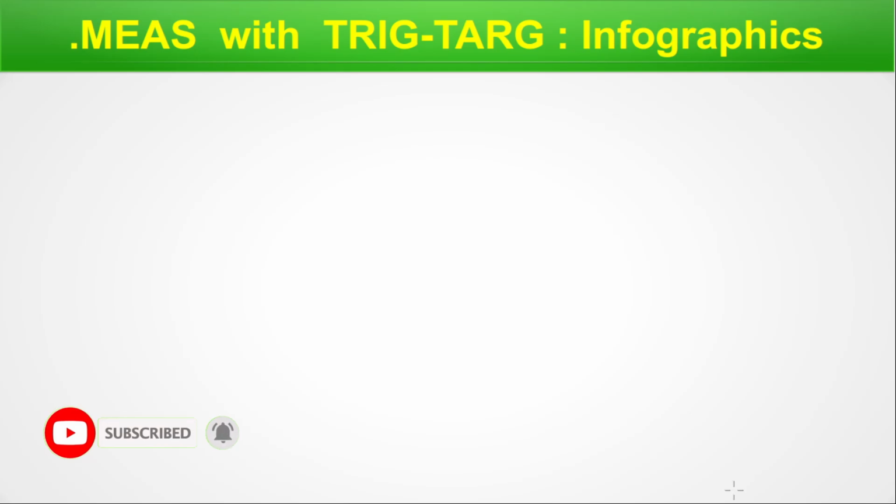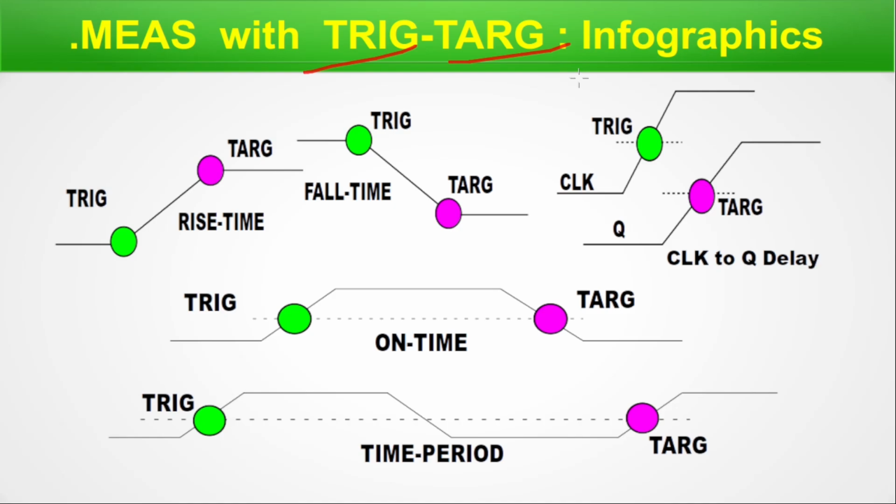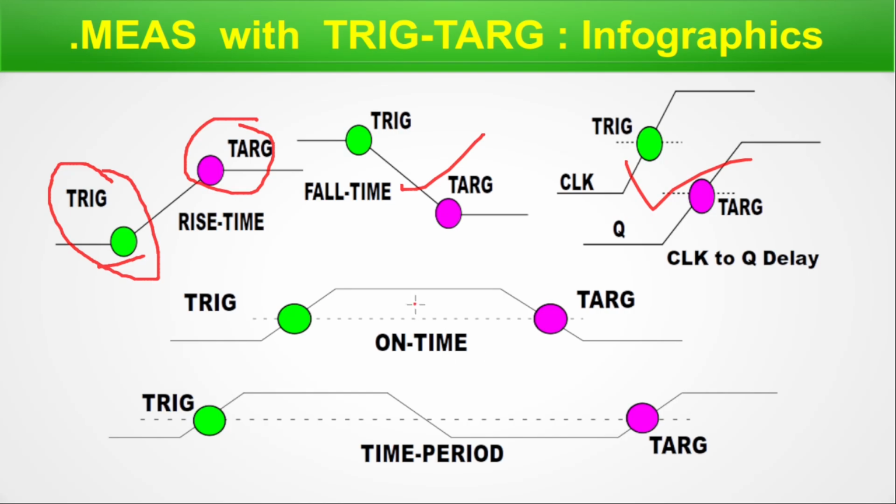This is an infographic slide. Here we will understand the trigger and target philosophy using multiple waveforms. For your knowledge, let me mark here. The trigger is marked in green and the target is marked in pink in all of the waveforms. Second waveform, third waveform, fourth and fifth waveform. In all the waveforms we have kept the same convention, that we have marked trigger as green and target as pink.